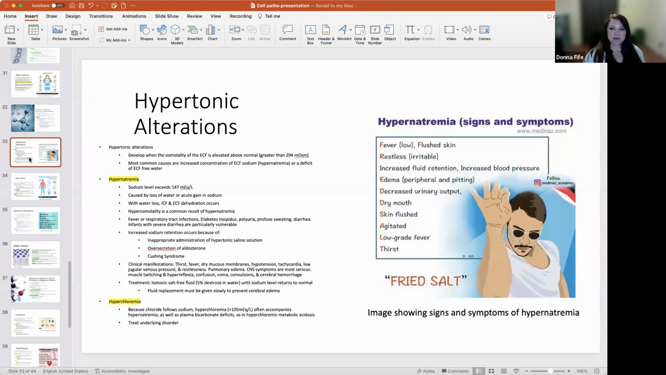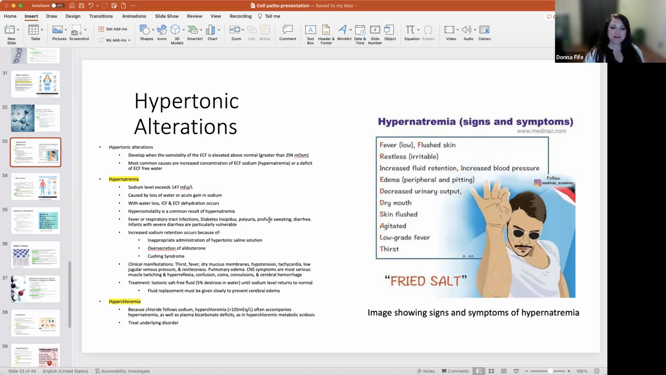Fever or respiratory tract infections, diabetes insipidus, polyuria, profuse sweating and diarrhea can all lead to hypernatremia. Infants with severe diarrhea are particularly vulnerable to this issue. Increased sodium retention occurs due to inappropriate administration of hypertonic saline solution, or it can be due to an oversecretion of aldosterone, or from Cushing syndrome. Clinical manifestations: here's a chart showing signs and symptoms. You can remember that with this mnemonic of fried salt.